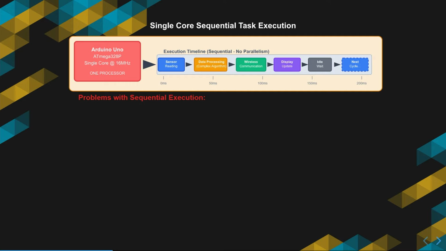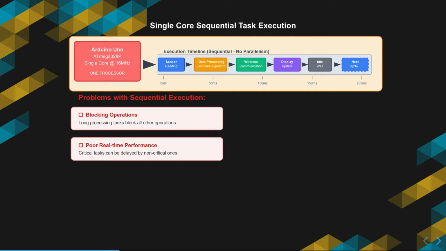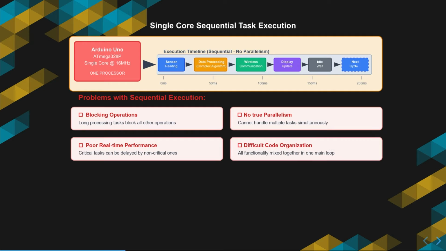Now let's look at the 4 fundamental problems with this approach. First, blocking operations. That long data processing task blocks everything else. Nothing can happen until it finishes. Second, no true parallelism. You literally cannot handle multiple tasks simultaneously. Third, poor real-time performance. Critical tasks get delayed by non-critical ones. If the sensor reading is time-critical, it has to wait for the data processing to finish. And then fourth, difficult code organization. All functionality gets mixed together in one main loop, making it hard to manage and maintain.